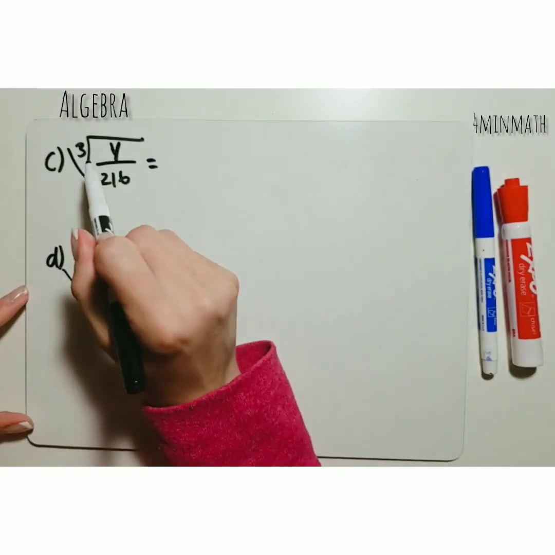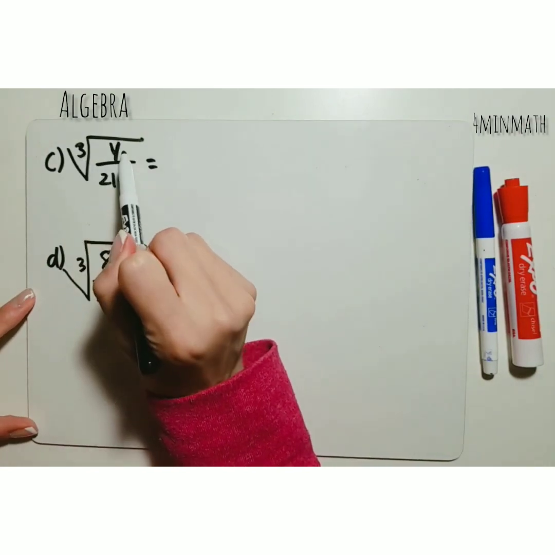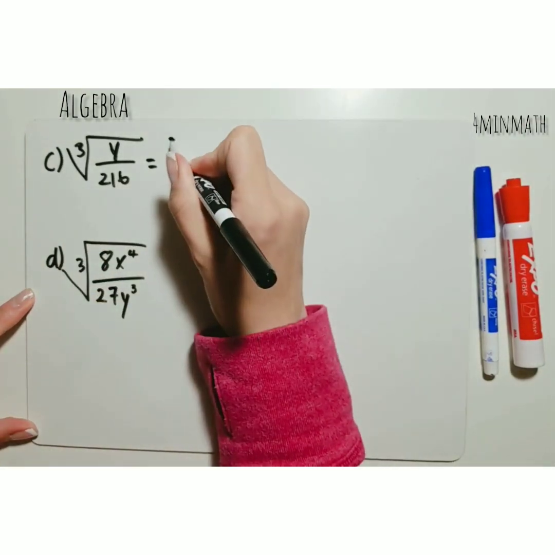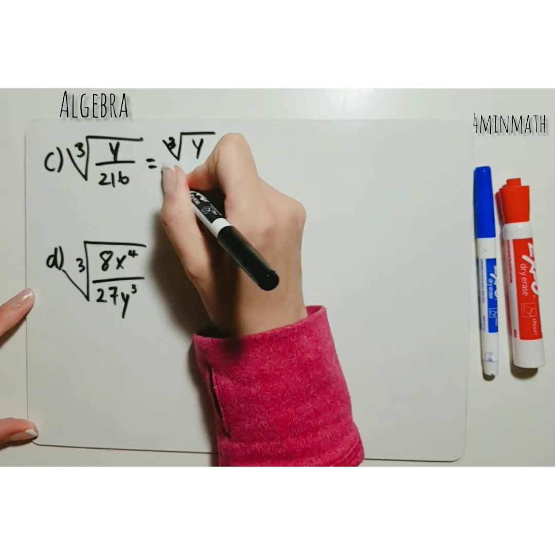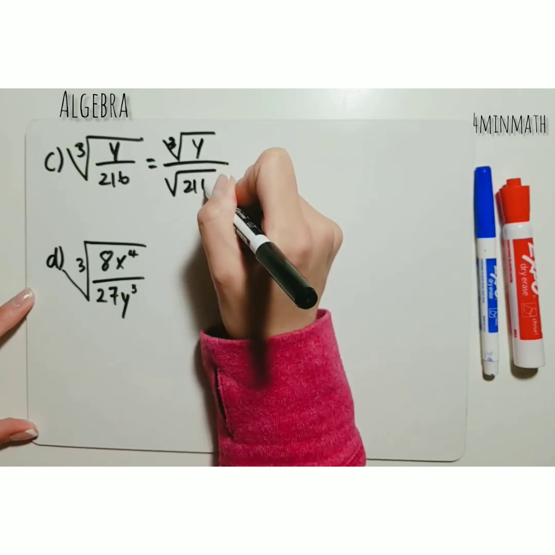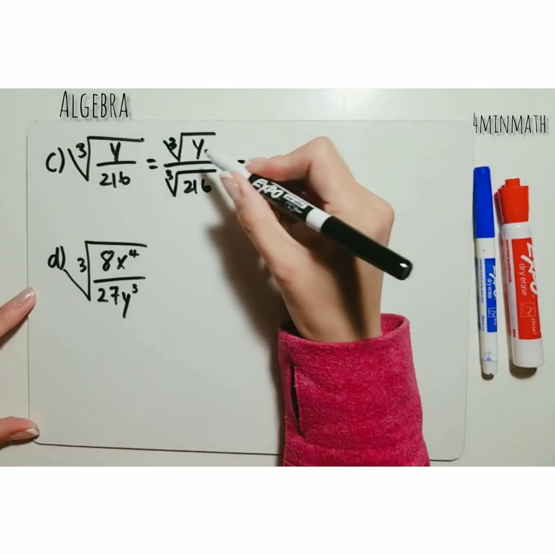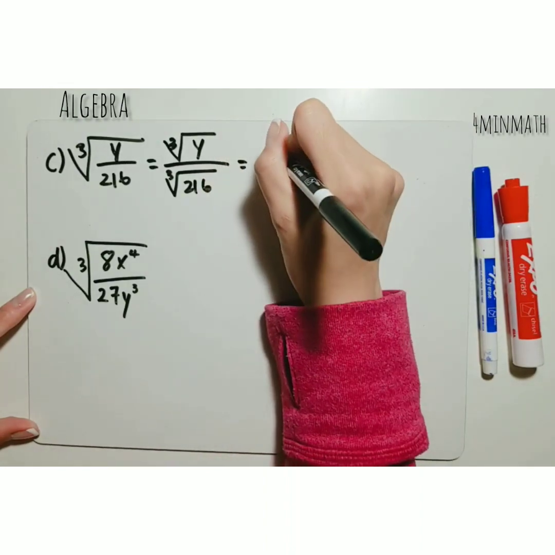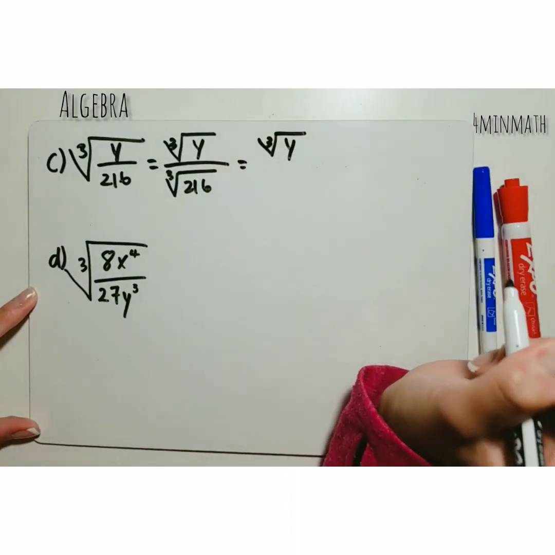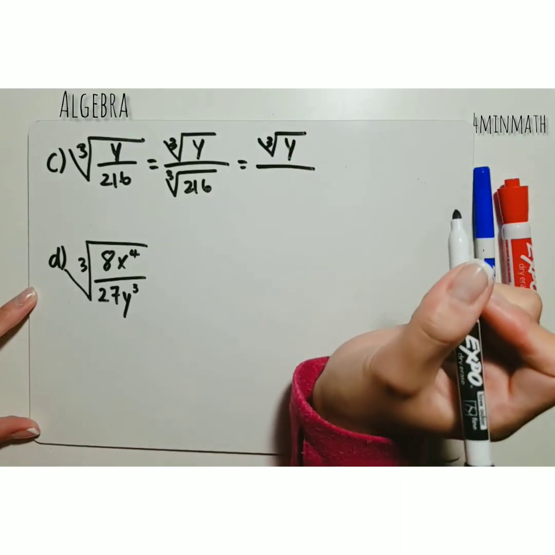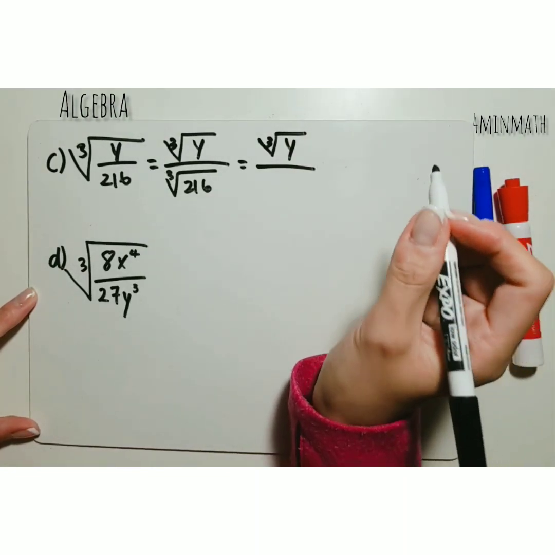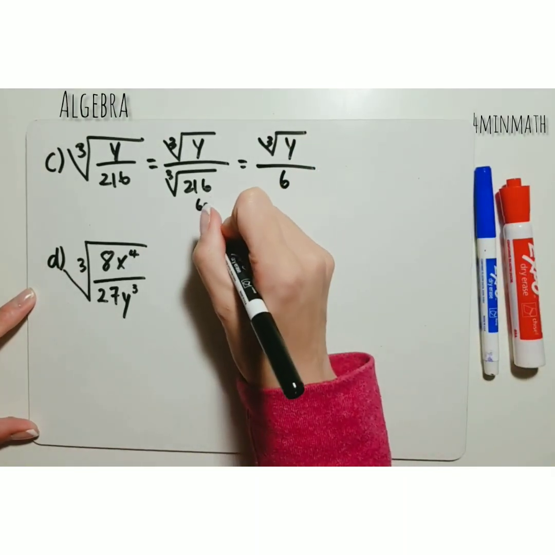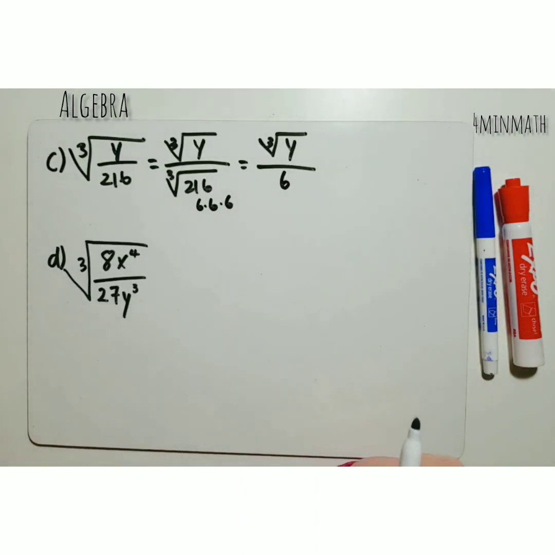Last two questions. Using cube roots, cube root of y over 216. Again, you can skip this step, but cube root of y over the cube root of 216. Can't do much here. Leave it as cube root of y. I know that cube root of 216 is a perfect cube, which is 6, because 6 times 6 times 6.